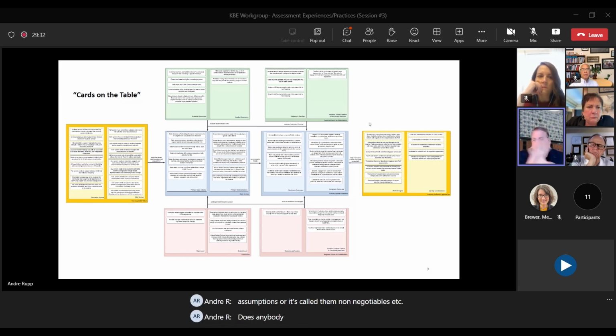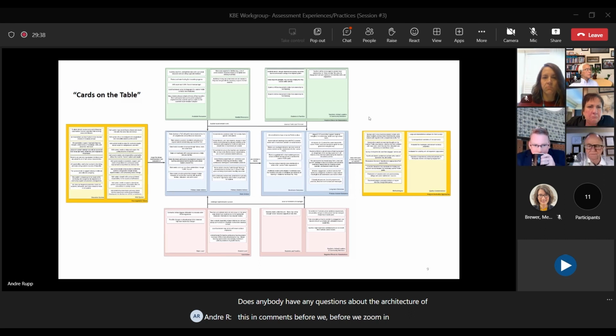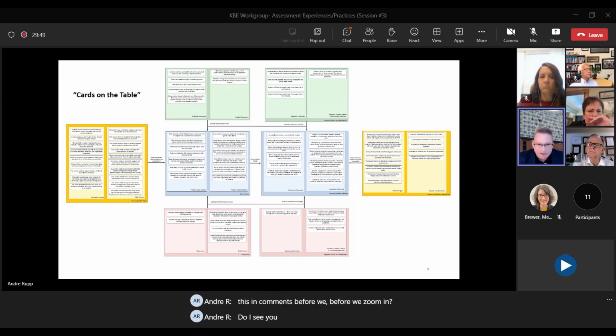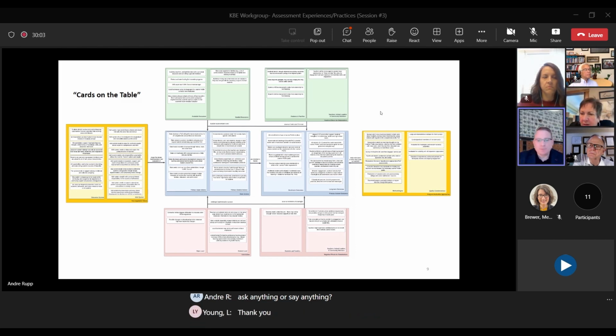Does anybody have any questions about the architecture of this? Any comments before I zoom in? Lou, I see you came off mute or on camera. Did you want to ask anything or say anything? No, I was just able to, Meredith put a link to the document, so now I'm just able to look at it a little bit more closely. Thank you. Okay.